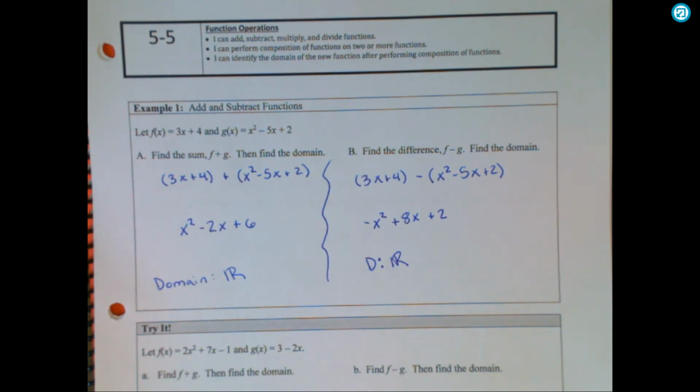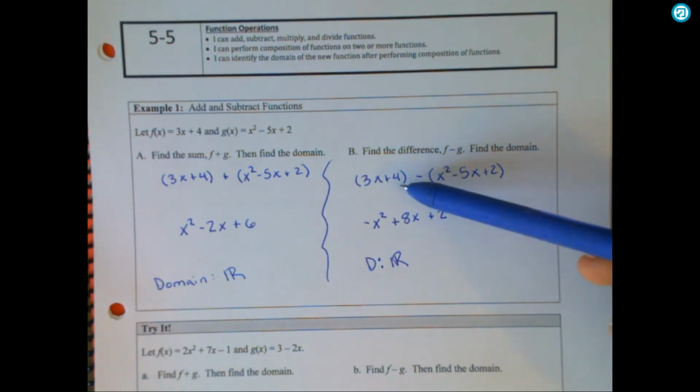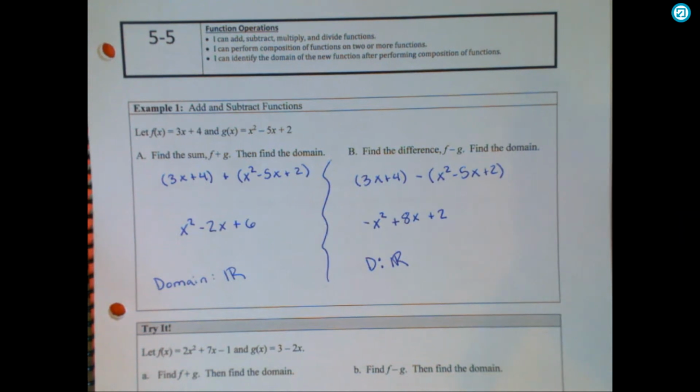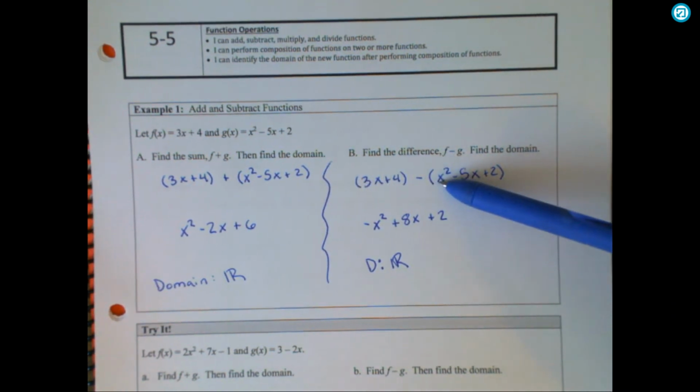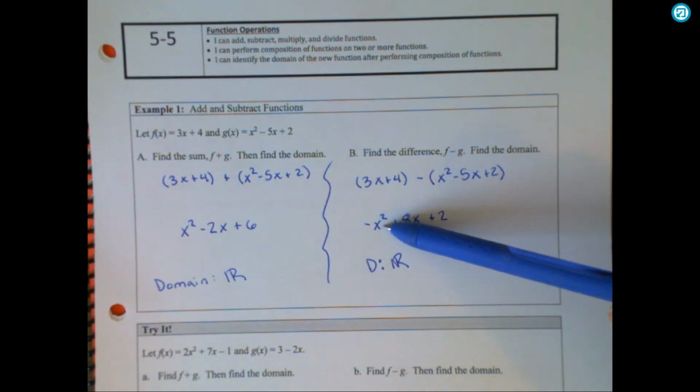B, find the difference. Difference, subtraction problem. So I go ahead and write f minus g. The number one mistake people make here is that they don't remember to subtract everything. What I mean by that is you look at your like terms. I just have the x squared right here, and I don't have any in the f, so it's going to be 0 minus x squared, which gives us a negative x squared.